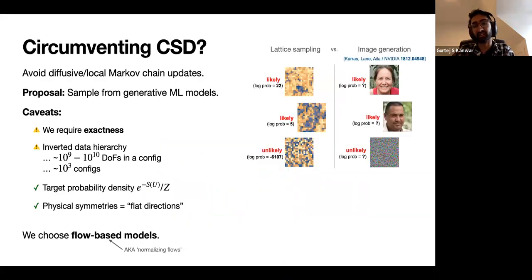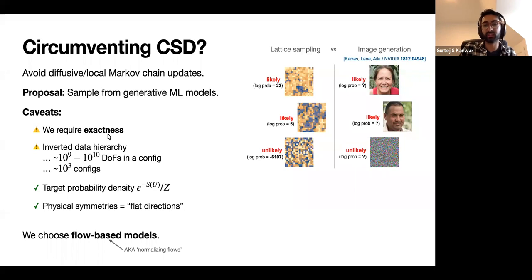So what is the general idea of these flow-based models? Well, I said previously that critical slowing down comes from these local Markov chain updates that have a diffusive nature. So the proposal is instead to do away with these local perturbative Markov chain updates and replace them with directly drawing samples from generative machine learning models. So if we could, for example, do the same thing as what is shown here for image generation, where you just ask the model for a sample and it produces something with high likelihood of being the configurations you're mostly interested in, then that would be great, except there are a few caveats.